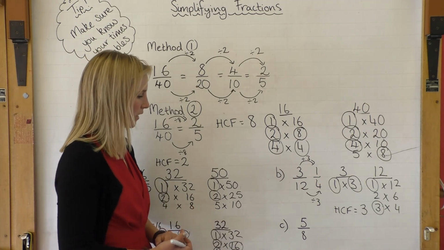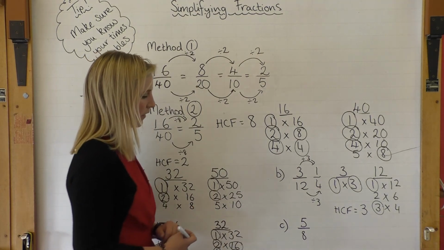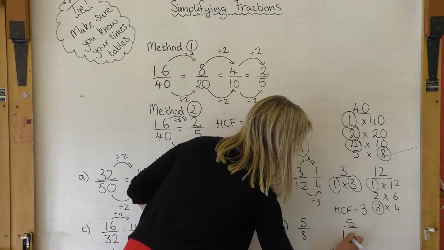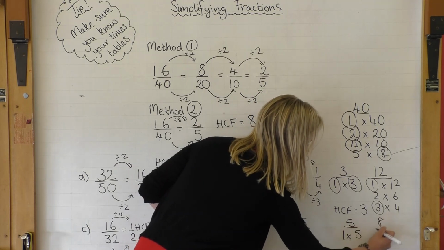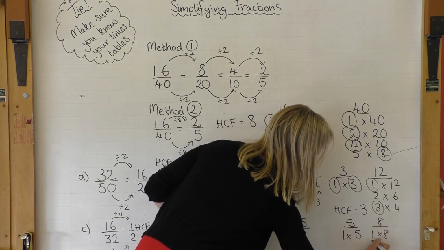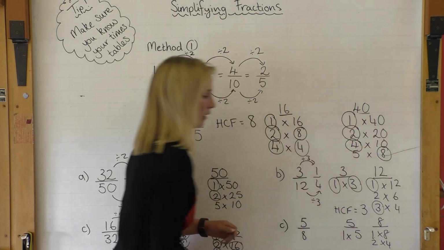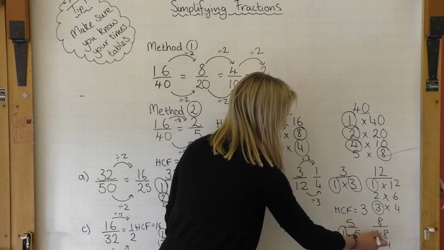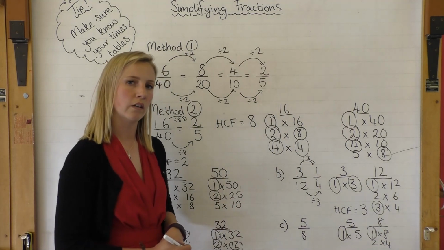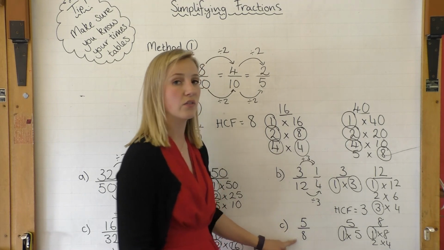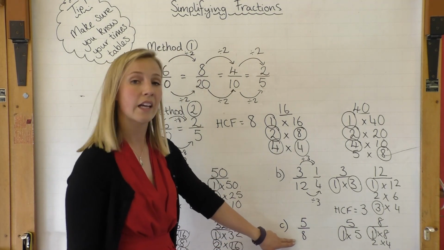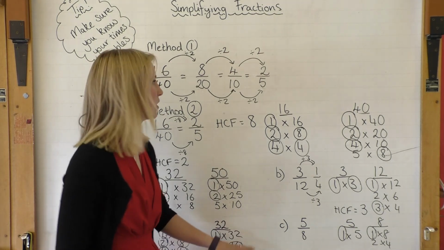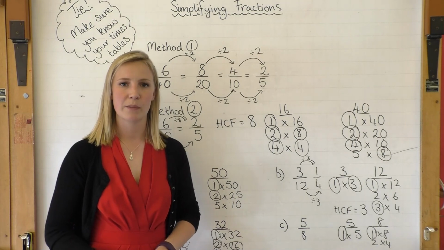Our last question here then, we have 5 over 8. So thinking about the number 5, it has the factors 1 times 5 and 8. We have 1 times 8, 2 times 4. If I look at my factors here then, the only number that is the same is our 1. So we can only divide this fraction by 1, which means it cannot be simplified. It is already in its simplest form. So that's a little bit of information for you on simplifying fractions.